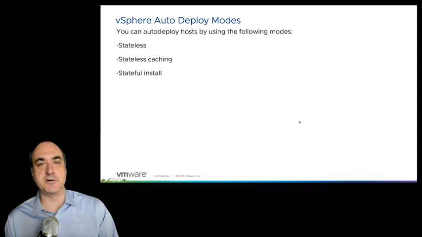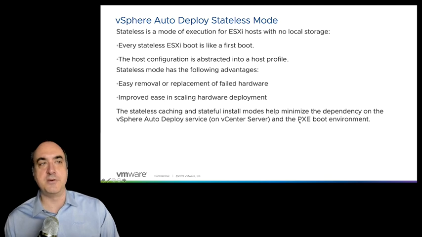It will never go back and use auto deploy. So it's basically using auto deploy once, where the other two methods, the host will always use auto deploy as its first choice. So in stateless mode, every stateless host boot is like a first boot, right? It's storing everything in memory and never anything on disk. A host configuration is pulled from a host profile. So the host profile contains all of the configuration settings for that host. This makes easy removal and replacement of failed hardware. Like we mentioned, hardware replacement is actually pretty straightforward here.